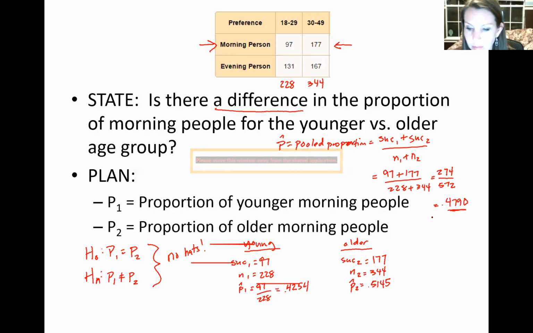And since I'm going to move to another slide, I'm just writing down these numbers because I should have put them on the other slides ahead of time, but I didn't. So I'm just writing them down so I have them. So I have 0.5145.